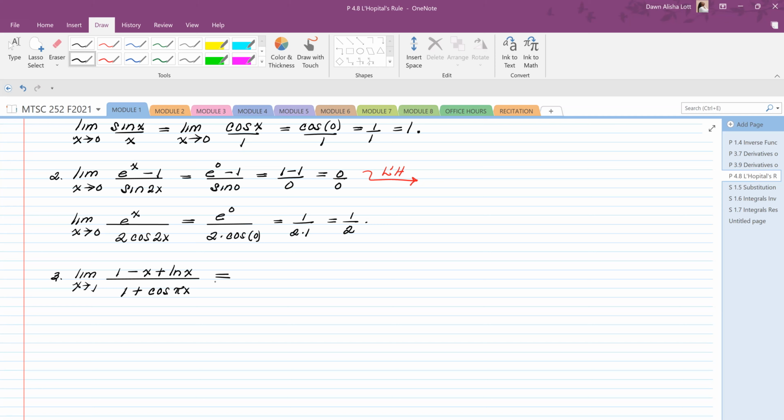Okay, so we're putting in the number 1, right? Yes. So I'm going to end up with 1 minus 1 plus the natural log of 1, divided by 1 plus the cosine of pi. So 1 minus 1 is 0, and the natural log of 1 is also 0. So I get 0, and I'm going to get 1 plus -1, which is going to give me 0 over 0. So I am primed and ready to use L'Hopital's rule.